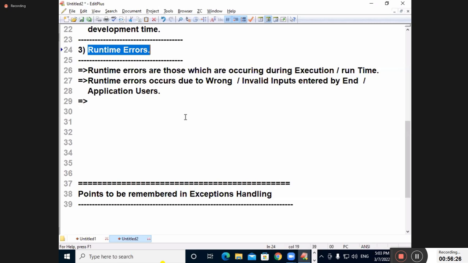Tell me, runtime errors are those which occur due to what? Wrong or invalid inputs entered by whom? That means, if I want to make my application give which messages? User-friendly error messages. Definitely, the programmer must have forecasting knowledge. Forecasting knowledge means what? Example, weather forecasting. What do you mean by weather forecasting? The Hyderabad weather forecasting center says tomorrow in some places rain will come. Like that they will forecast.